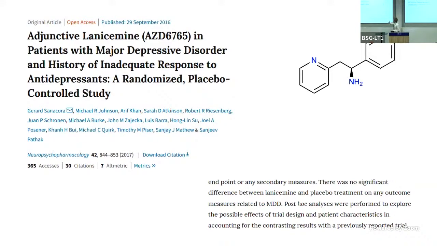So my point here is, what would happen if we tested this drug and some of the others at dissociative doses? If you really want to test the NMDA receptor hypothesis in depression, I think we have to use dissociative doses of these drugs, right? We know dissociation is correlated with NMDA receptor occupancy. It's very well understood. And I see dissociation as a biomarker for predicting target engagement.